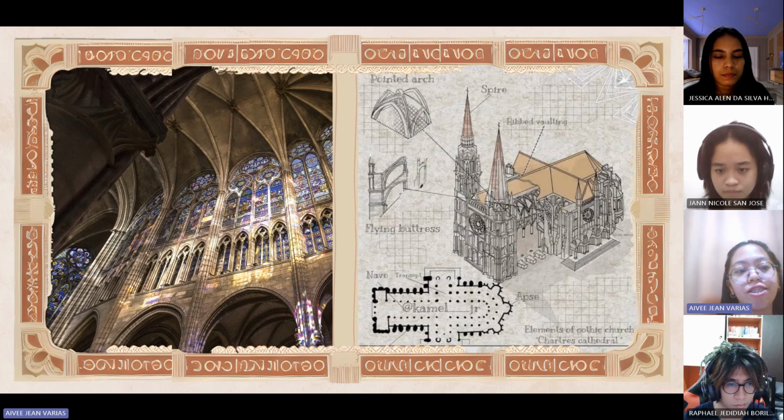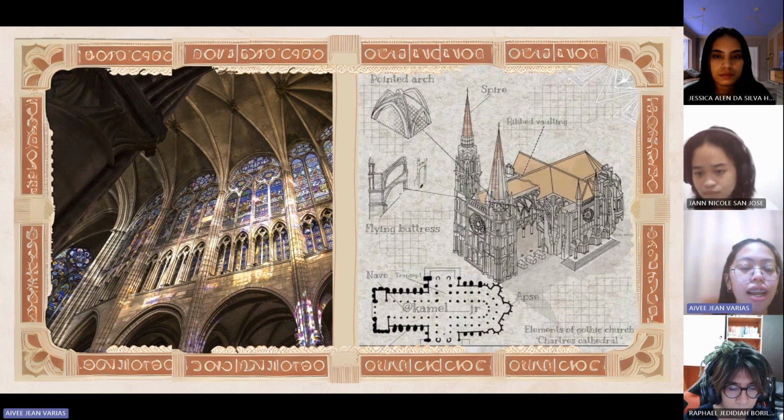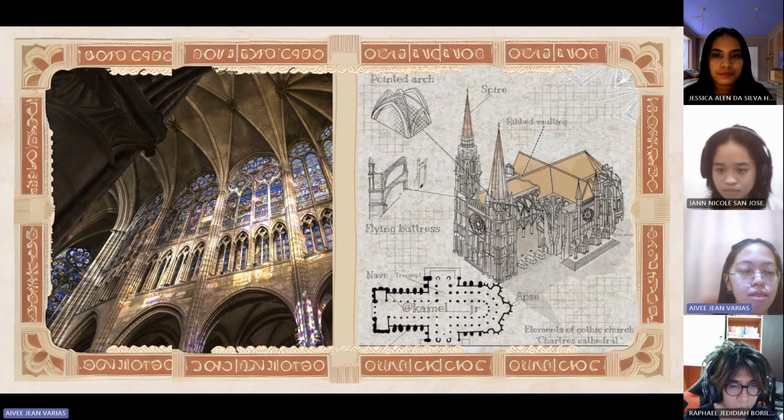For instance, it has intricate vaulting that creates a sense of openness and lightness. Its flying buttresses outside enable the construction of thinner and taller walls, allowing more light to enter through the stained glass windows and create a kaleidoscope of colors. It enhances the spiritual experience and creates an atmosphere believed to be a physical manifestation of divine presence.